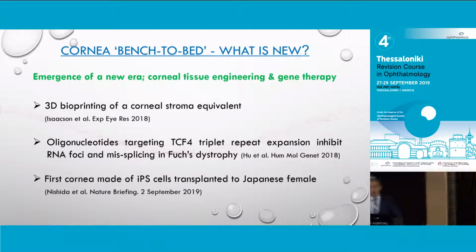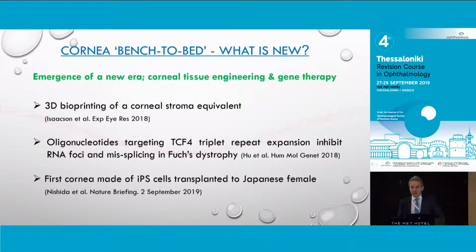So to sum up, this is a direction that we're moving toward. We're trying to create artificial tissue and engineer the corneal tissue, and not only deal with corneal disease, which is clinically evident, but try to prevent it by gene therapy and gene editing.